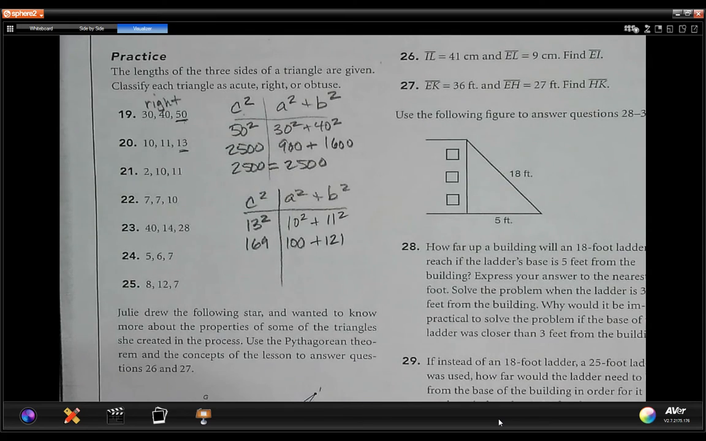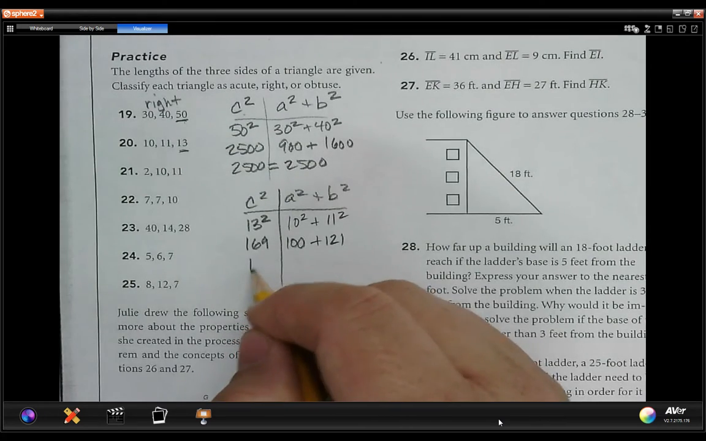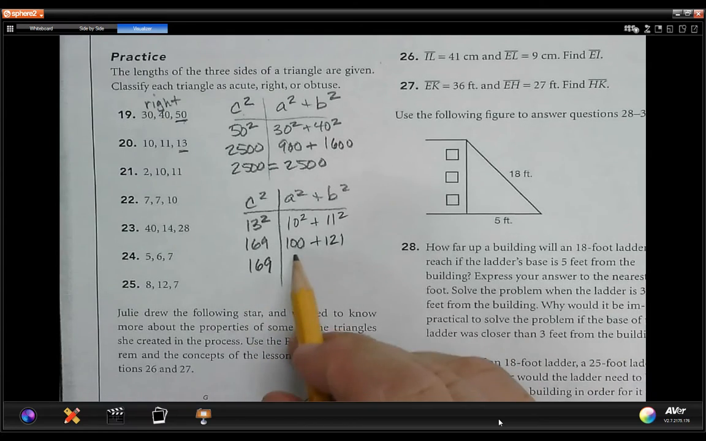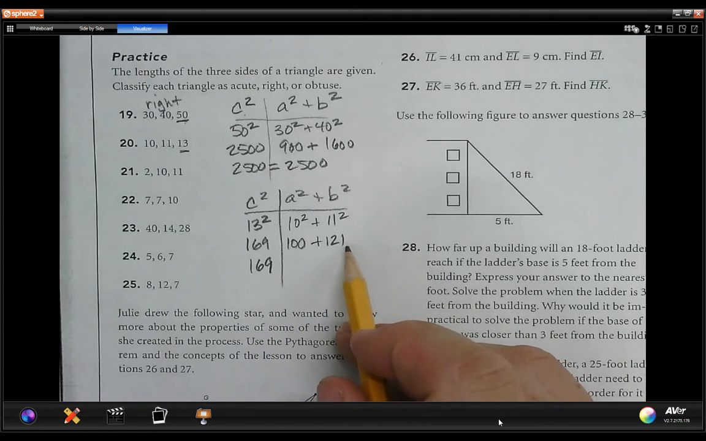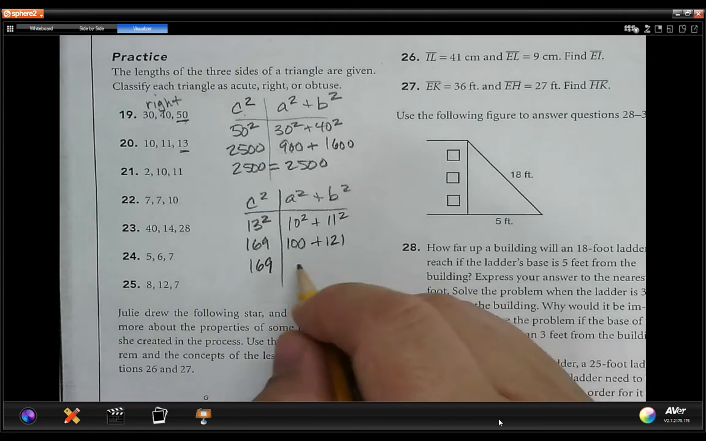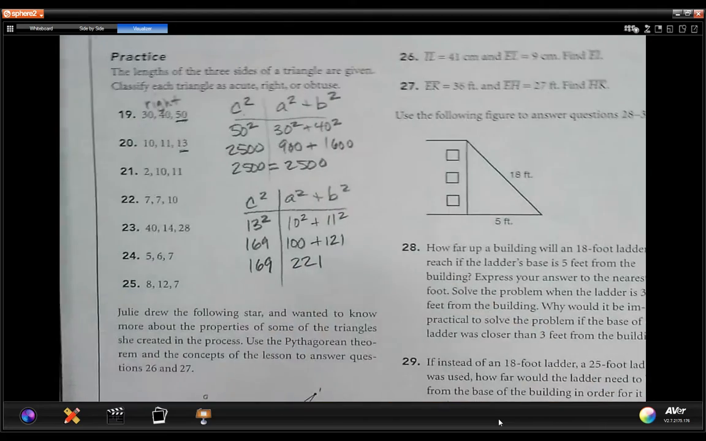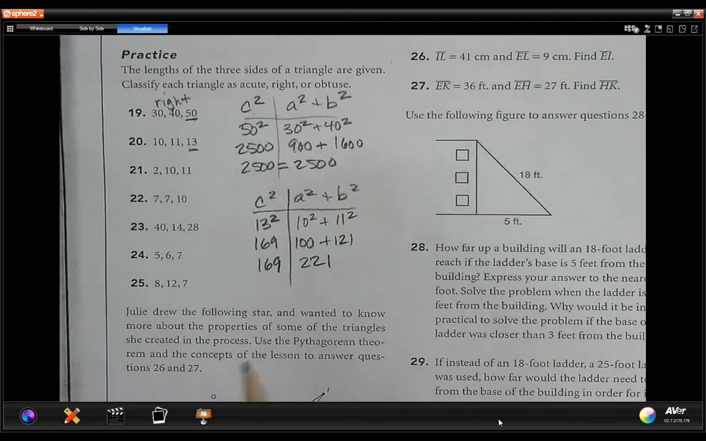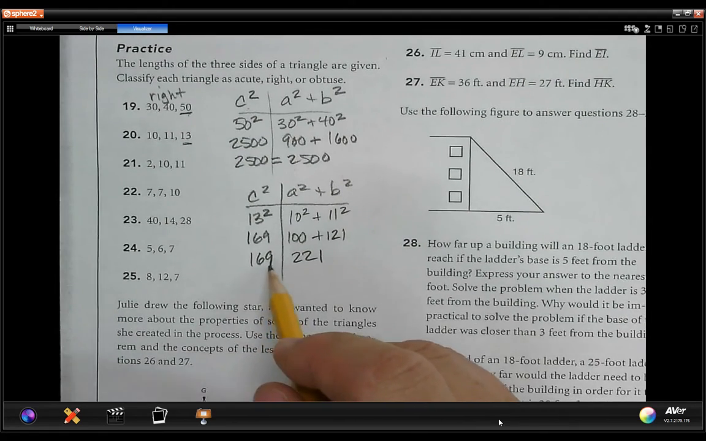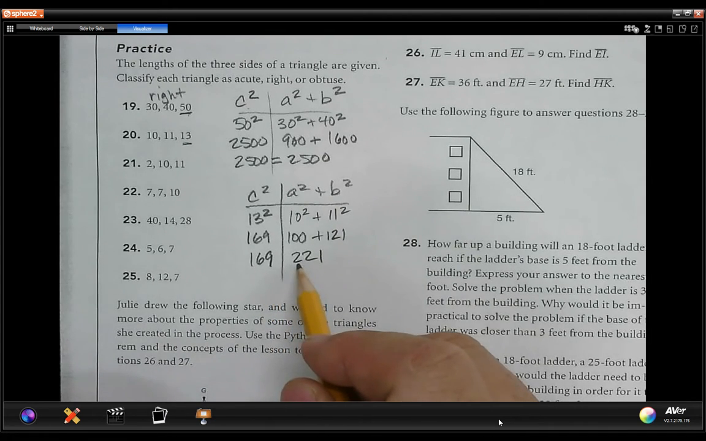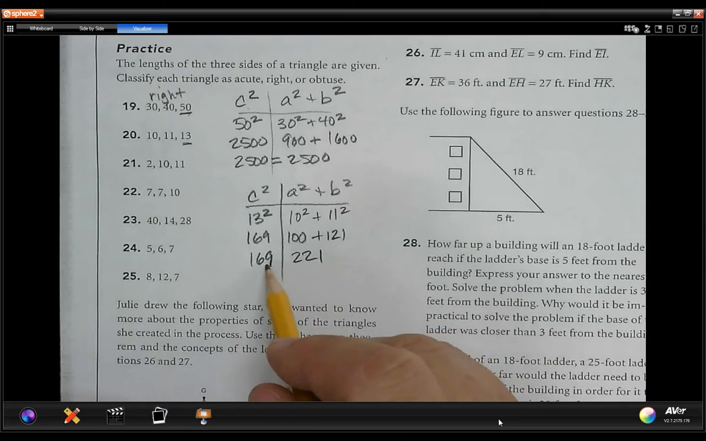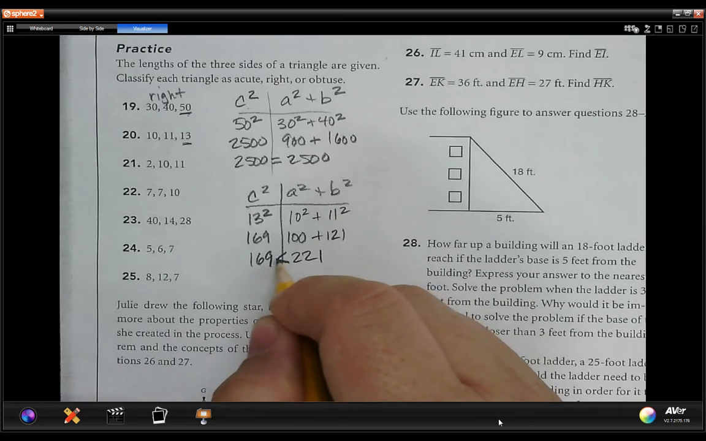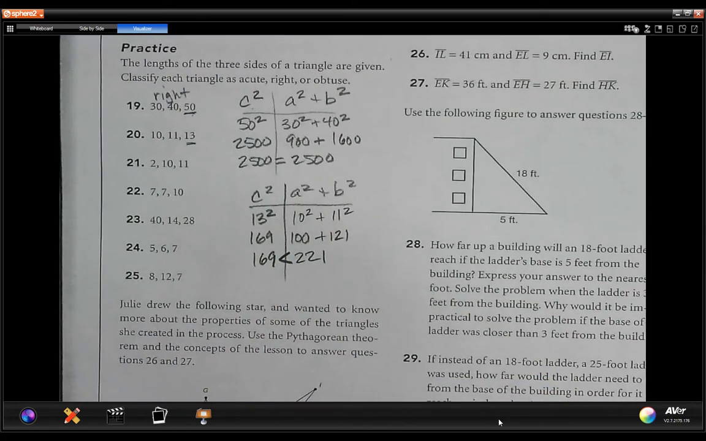So let's do some more math and let's see what's going on here. We've got 169 over here. Over here I've got 100 plus 121. 100 plus 121 would be 221. Well, these are definitely not equal, right? So what are we saying here? We're saying that if it's not equal, then is 169 less than or greater than 221? Well, 169 is definitely less than 221, which tells me what?